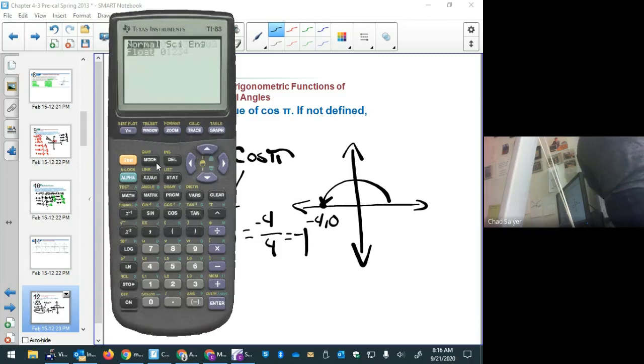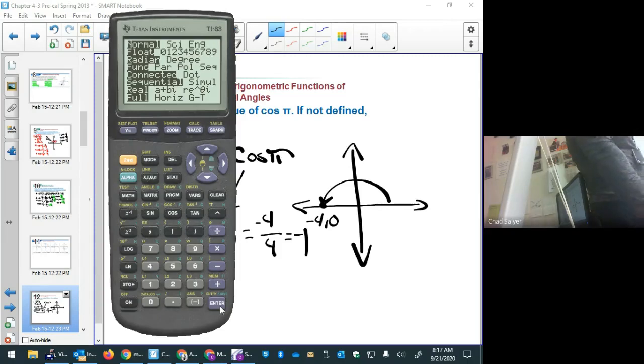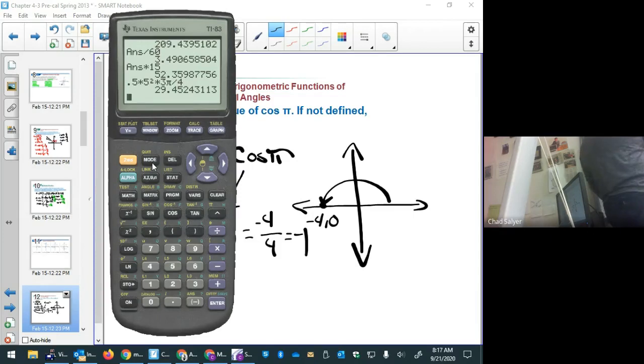We can check ourselves with our calculator. Pi radians. And if you put radians in, guess what mode you have to be in? Radians. This calculator is not psychic. If you leave it in degrees and try to find a radian measure, it will give you the wrong answer. So that confirms our result.